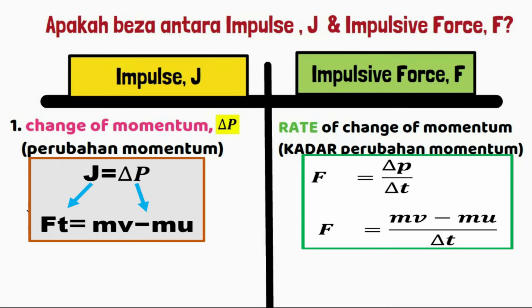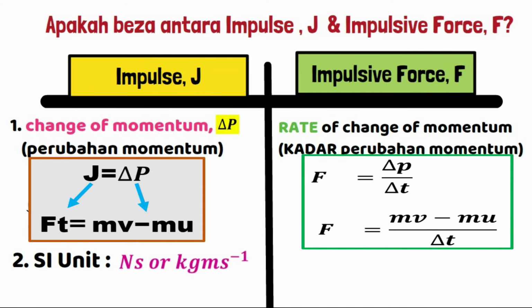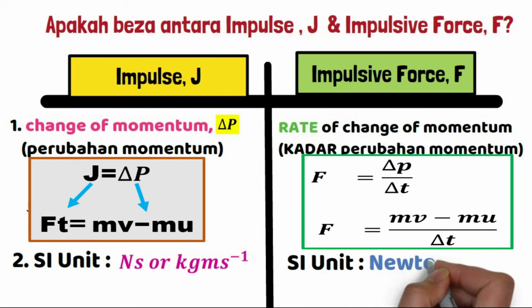Bagaimana pula dengan unit? SI unit bagi impulse adalah Ns ataupun kita boleh tulis sebagai kg meter per second. Tapi SI unit untuk impulsive force adalah Newton. Jangan keliru ya. Jadi itu saja untuk video kali ini. Apa kata kita cuba fahamkan lagi berkenaan momentum and impulse dengan menjawab soalan contoh. Jumpa lagi. Assalamualaikum dan selamat sejahtera.